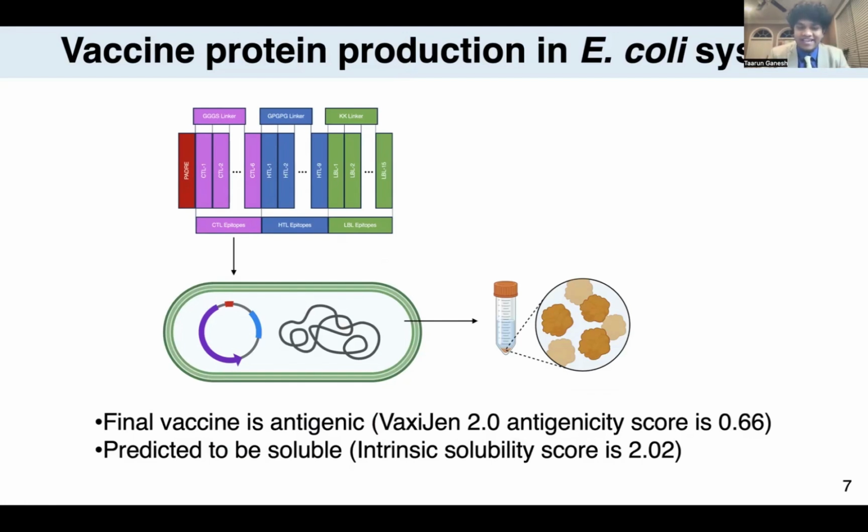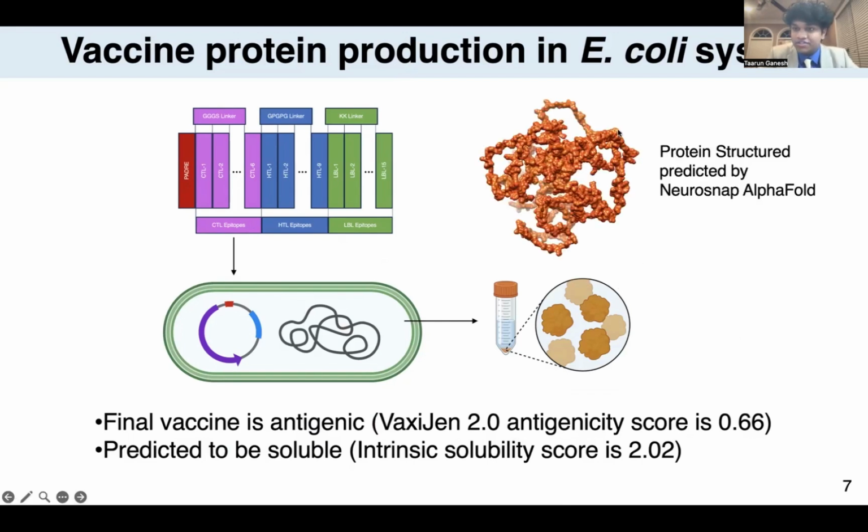this final vaccine candidate. Our final vaccine candidate, using the VaxiJen 2.0 server, a bioinformatics server testing antigenicity, produced a score of 0.66, above the threshold of 0.4, indicating that this final vaccine we produced is actually antigenic and can produce an immune response against the rotavirus. Additionally, it's also predicted to be soluble, which is such an important aspect of a vaccine because during administration, it must be able to be soluble within the body in order to produce that response.